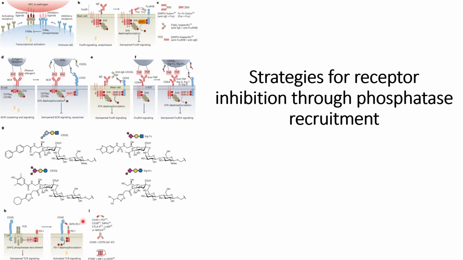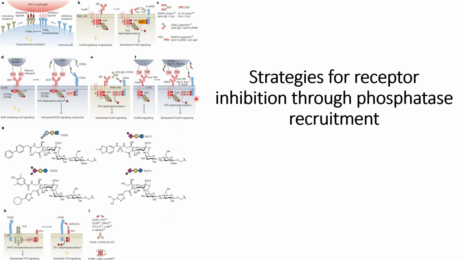Some other modalities instead of this RIPR PD1 can also be used to do the same function, that is CD45 with PD1, CD28, SIRP alpha, CTLA4, and LY49A1 or NKG2A. These are some of the other modalities that can also be used, such as CD45 or CD79, or PRF and MET or EGFR. This has also been shown to deactivate these PD1 receptors or prevent these PD1 receptors from activation.